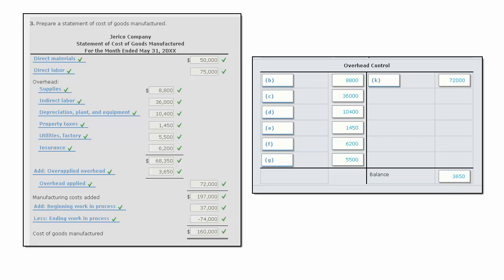Okay, now I've moved the screen a little bit just to show you how we came up with the support for the overhead area. Right, we had all the various transactions that they gave us saying what overhead was incurred, and then we showed the 72,000, the credit of overhead being applied, leaving a balance of 3,650. So that means we were over-applied. If the credits exceed the debits, we're over-applied. If the debits exceed that applied balance, then we are under-applied.